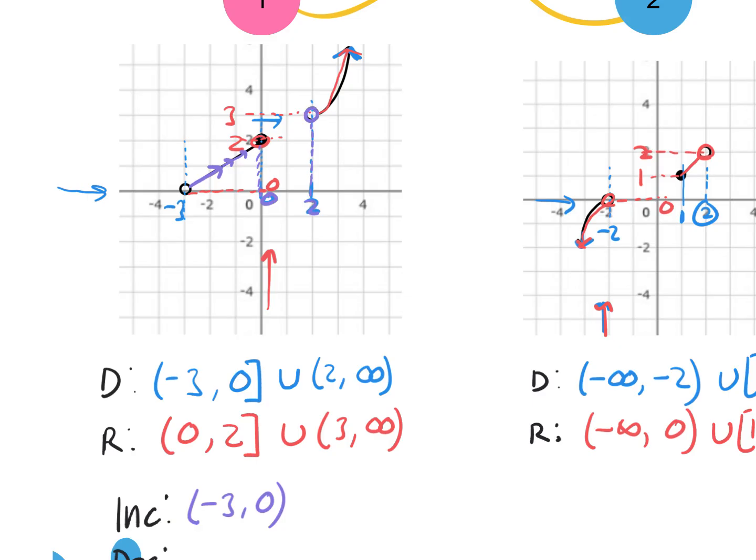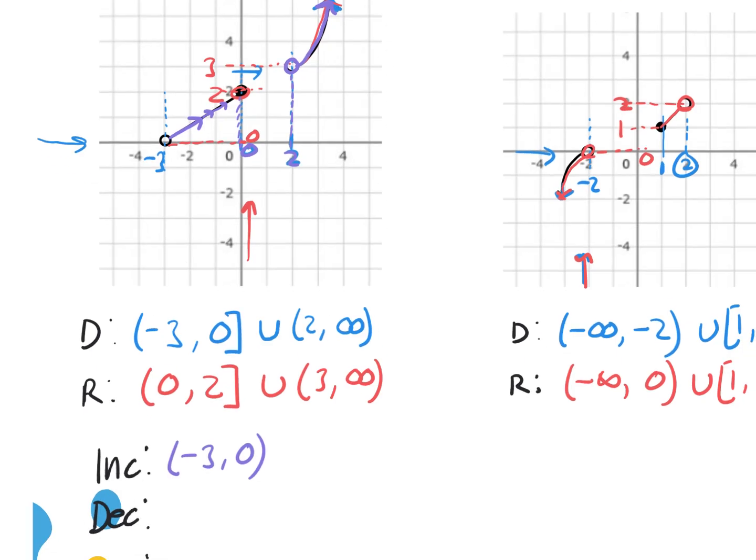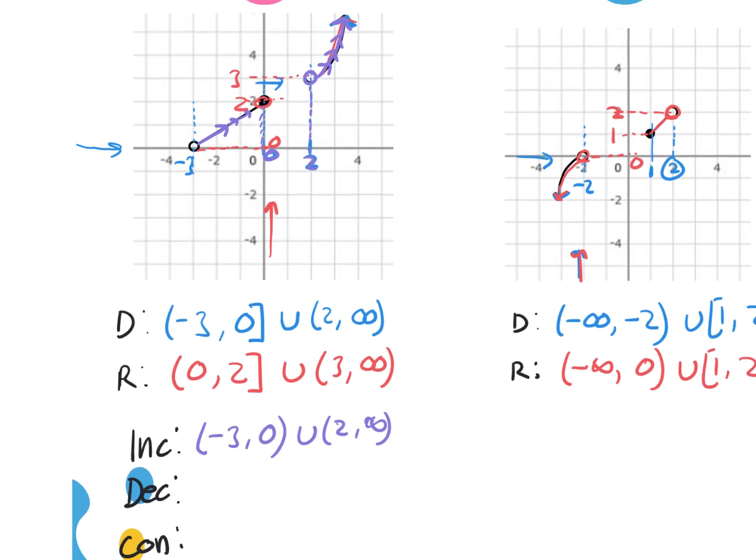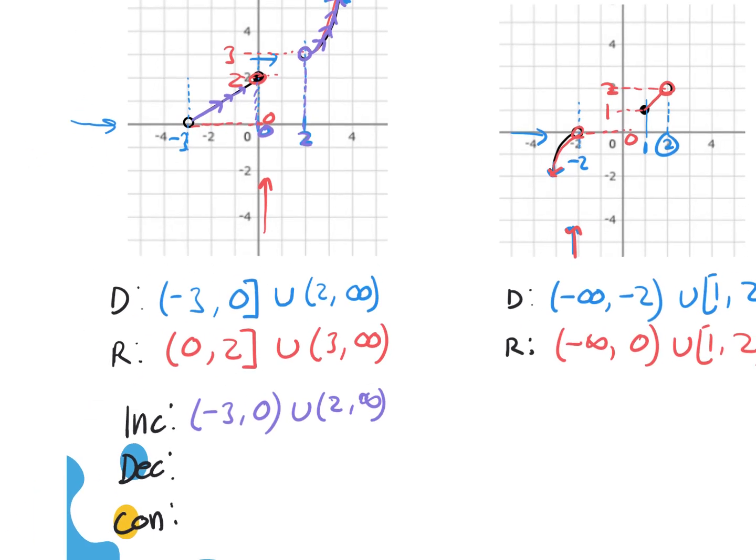This x value of 2, and it looks like we are going up forever and ever, right? So we are going to write 2 comma infinity right here, just because this represents we're still going up, up, and up. Hopefully you guys see that. All right, so this is the interval of increasing. Decreasing looks like we're not decreasing anywhere, so I'm going to write none. And it looks like we're not flat anywhere, so I'm going to write none as well.